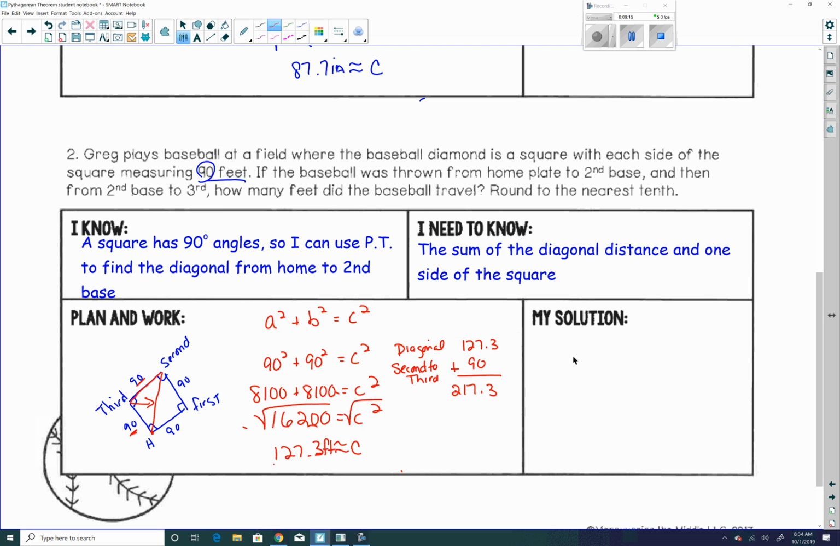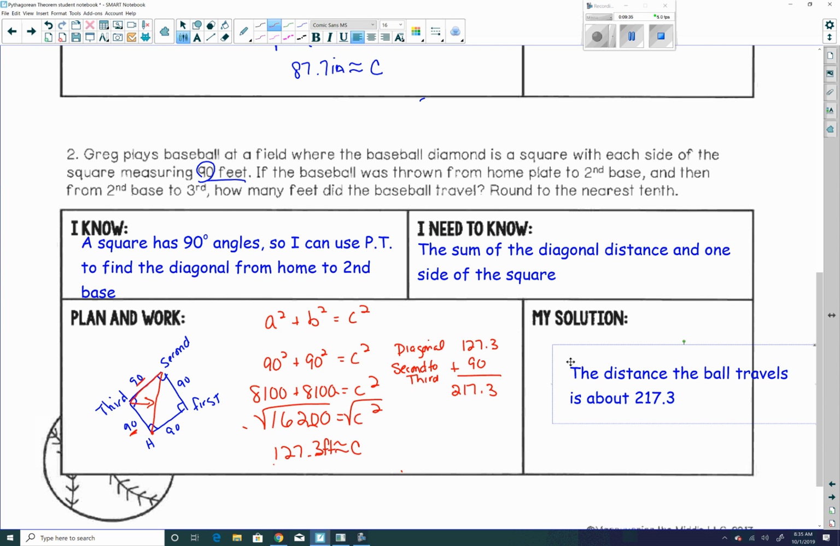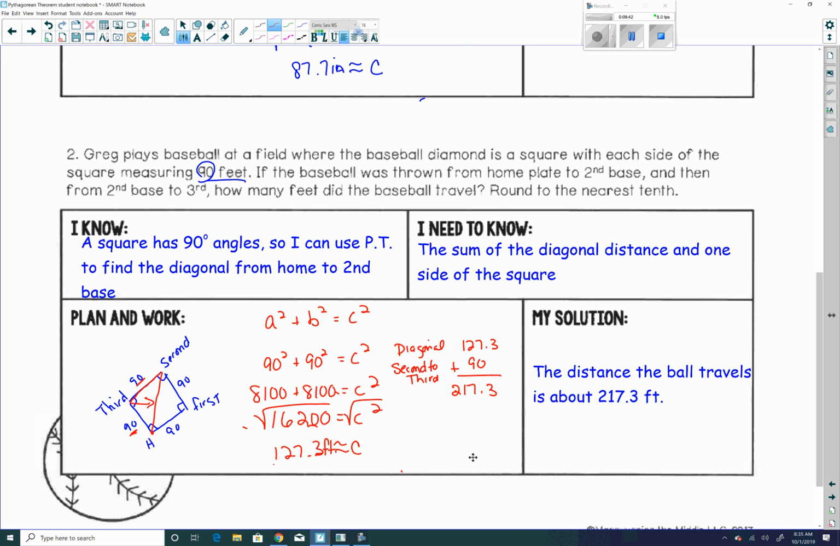Okay, so my solution: the distance the ball travels is about 217.3 feet. Okay, so you always want to answer an application problem with a sentence. You need to have your words in there. So you're showing your work and answering the question.